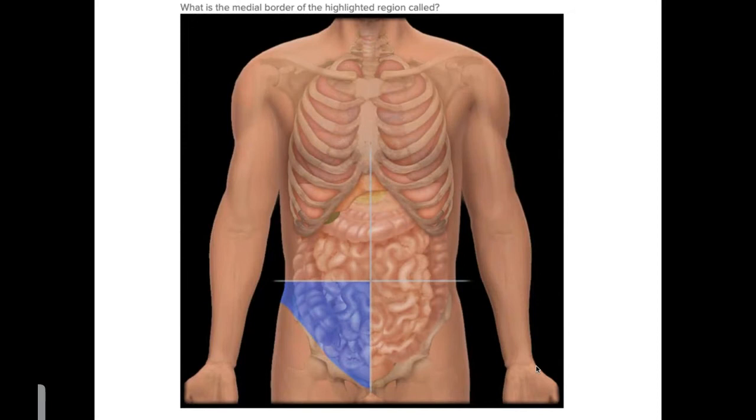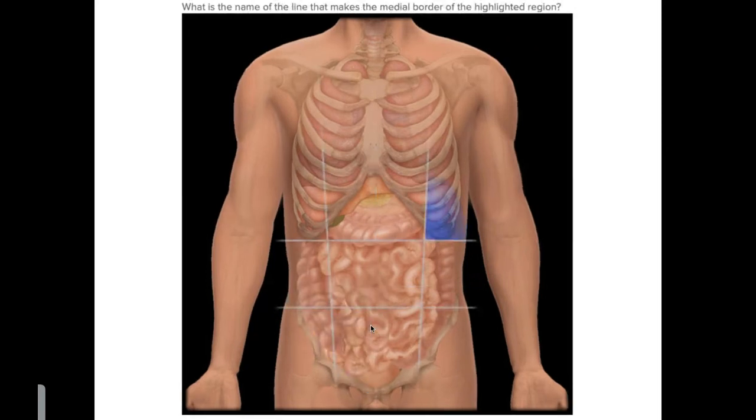Okay, now this is an interesting question. It's testing two bits of information, two for the price of one. So what is the medial border of the highlighted region called? Okay, so here's the highlighted region. Now you got to know what is the medial border. All right, so this is lateral border. This would be the superior border. This is the medial border. Okay, and the best choice here would be sagittal or mid-sagittal plane.